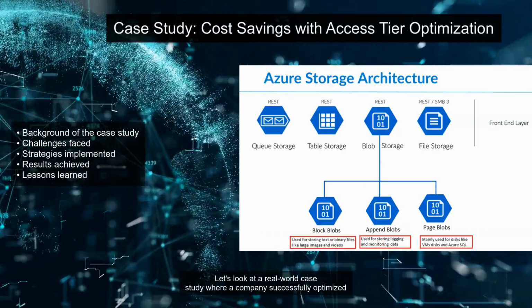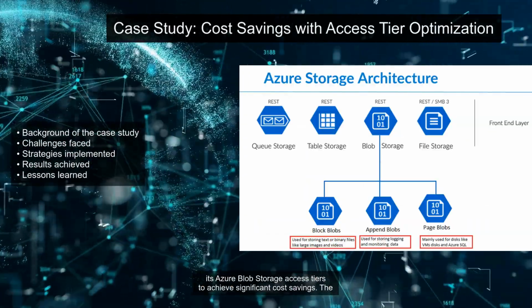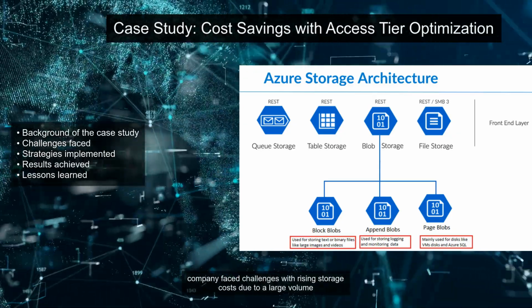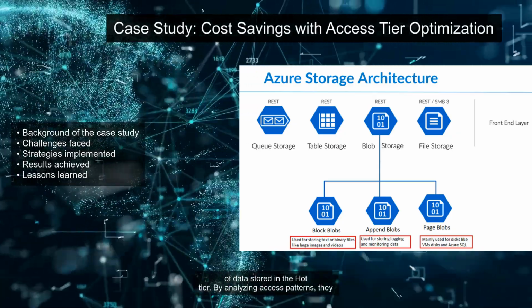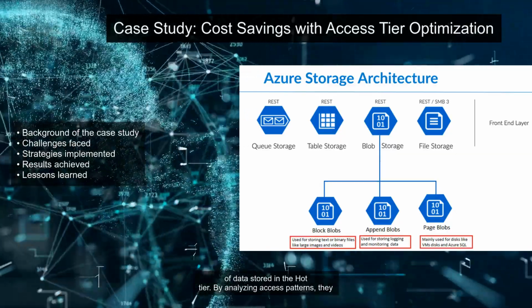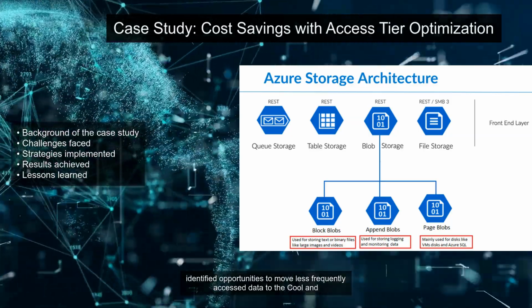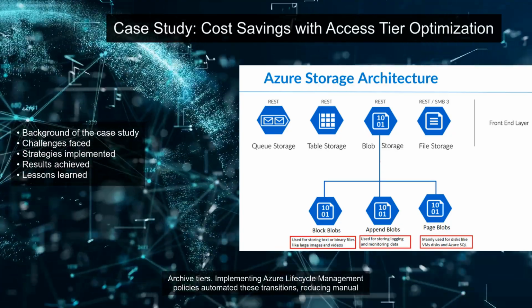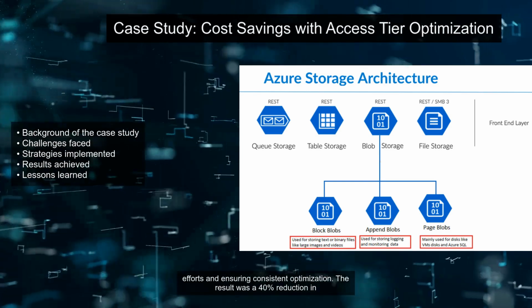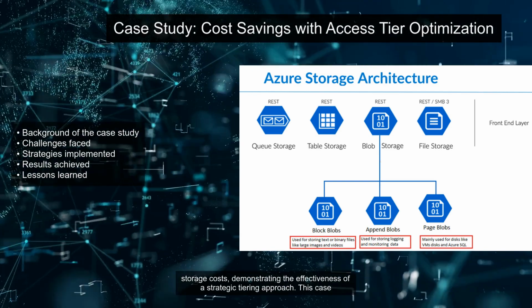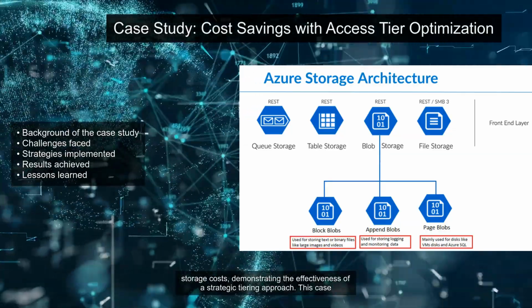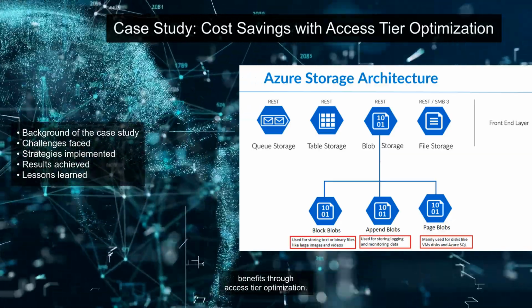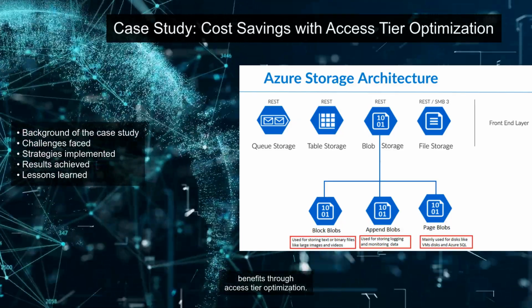Let's look at a real-world case study where a company successfully optimized its Azure Blob Storage access tiers to achieve significant cost savings. The company faced challenges with rising storage costs due to a large volume of data stored in the hot tier. By analyzing access patterns, they identified opportunities to move less frequently accessed data to the cool and archive tiers. Implementing Azure Lifecycle Management policies automated these transitions, reducing manual efforts and ensuring consistent optimization. The result was a 40% reduction in storage costs, demonstrating the effectiveness of a strategic tiering approach. This case highlights the importance of data-driven decisions and the potential for significant financial benefits through access tier optimization.